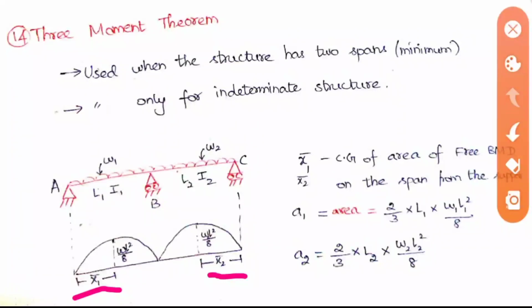To calculate the area of a parabola shape, it is 2 by 3 into its width into its height. So here it's 2 by 3 into L1, because here the length is L1 and here it is L2. In the first case it's L1 into W1 L1 square by 8. In the second case it is L2 into W2 L2 square by 8. So now we have got x1, x2 and A1, A2. With these values we are going to apply the formula so that we can find the moment.